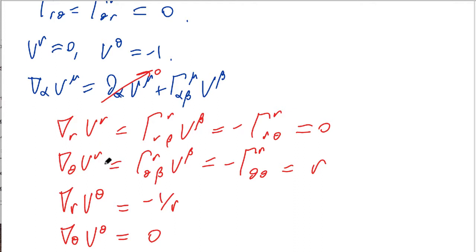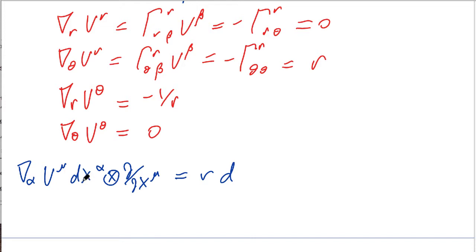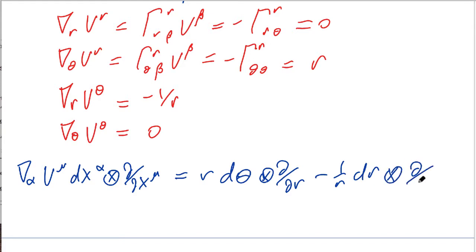So these are the components of an operator, del alpha V mu dx alpha outer product with d by dx mu. And the only non-zero terms in the sums over alpha and mu are when one of those indices is theta and the other index is r. So if alpha is theta and mu is r, then we have r times dx theta, or just d theta, outer product with d by dr. And from this non-zero component, we have minus 1 over r times, the alpha index is r, so that's dr outer product with d by d theta.